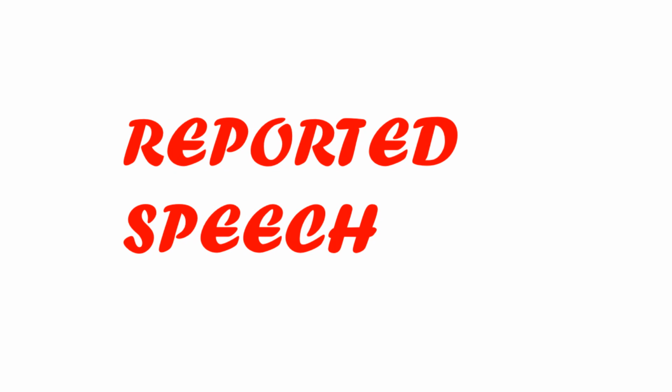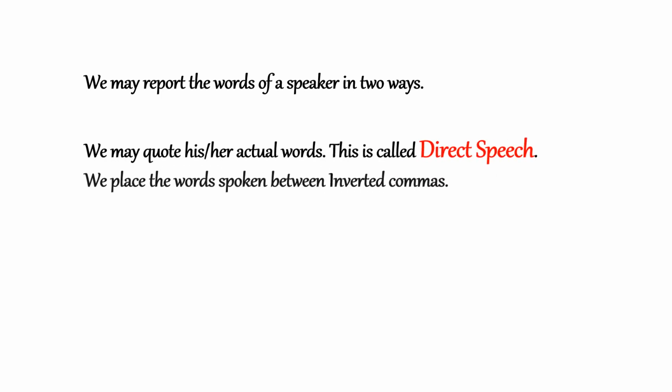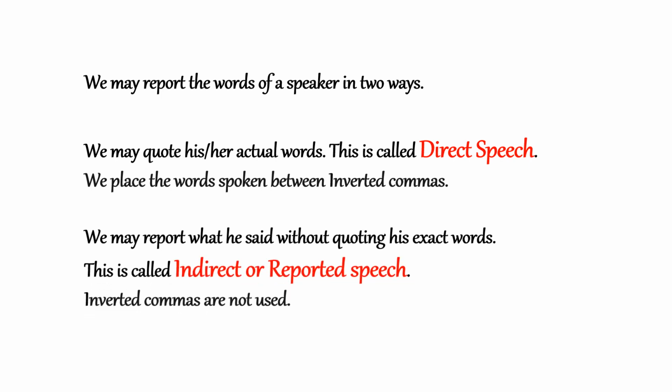Reported speech. We may report the words of a speaker in two ways. We may quote her actual words. This is called direct speech. We place the words spoken between inverted commas. We may report what he said without quoting his exact words. This is called indirect or reported speech. Inverted commas are not used.